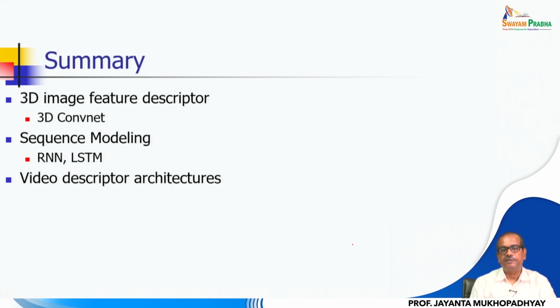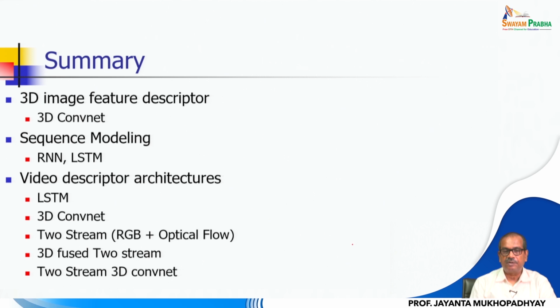Then we discussed different video descriptor architectures, like using base models, again LSTM, and 3D convolution. There could be 2 streams of data using RGB and optical flow streams, that is, standard RGB video and optical flow. Then there could be 3D fused 2 streams or 2-stream 3D convolution that we discussed. And in the last part we discussed object tracking, and particularly one network called MDNet. With this, let me stop here, and thank you very much for your patience and listening.